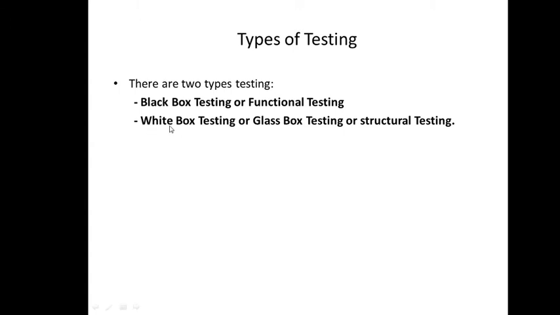White box testing, as the name suggests, is a transparent box. That means we are able to view each line of the code and check for errors present in the code. That is why we call it structural testing. The structure of the code is visible to human beings. They can view each statement, and if there is any error, we go on eliminating it. We also call it a glass box as it is transparent in nature.